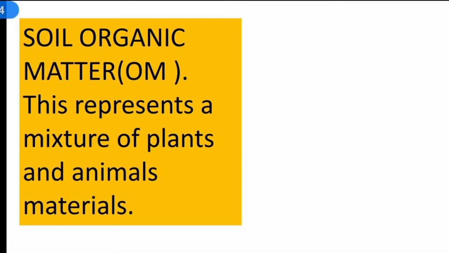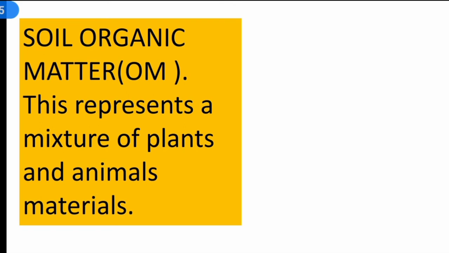The next one I'm showing you here is soil organic matter. Soil organic matter actually is a mixture of animal and plant materials. Hence, we say they are together with soil living organisms. Remember, I told you they both make up 5%. What is soil organic matter?